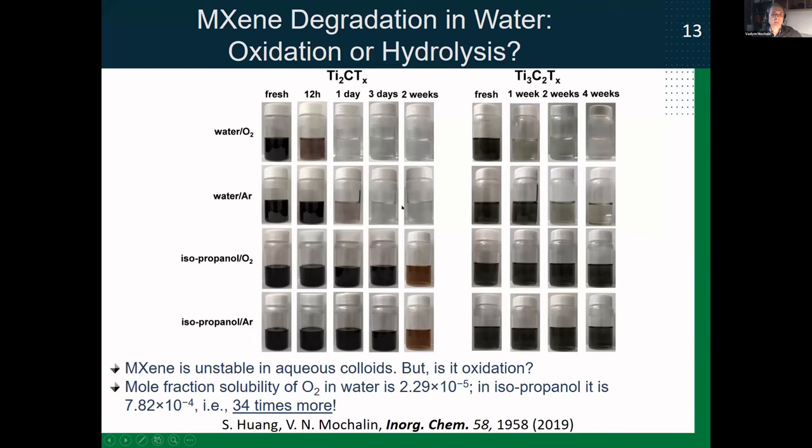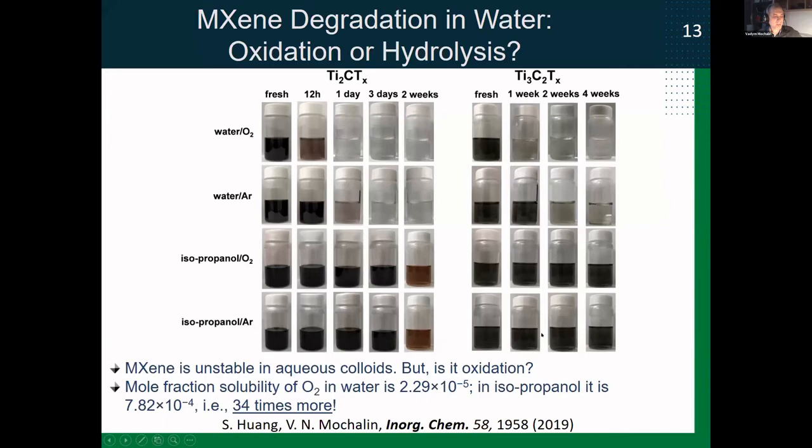And then when we switch to isopropanol and again saturate it with oxygen or with argon, we found that degradation is slowed down simply by switching from water to isopropanol. And it doesn't matter that much whether this isopropanol is saturated with oxygen or deaerated, saturated with argon. Degradation is slower in both cases compared to water systems. And for titanium 3C2, for example, even after 4 weeks, you don't see any visible signs of degradation.